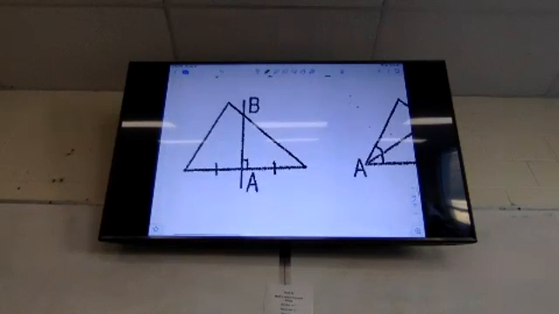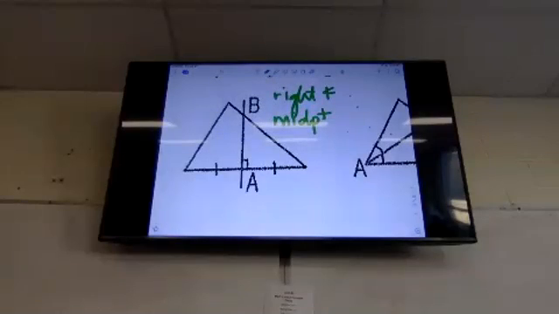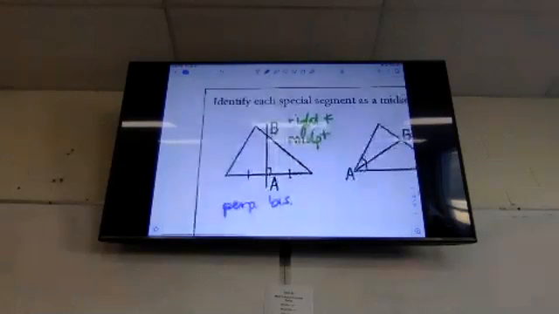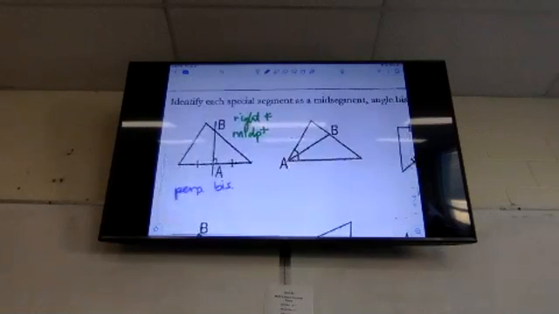All right, let's look at this first one. What do you see here? What's special here? We've got a right angle. What else do I have? Midpoint. Which one is a right angle and a midpoint? Perpendicular bisector. Awesome. Perpendicular bisector. That's pretty self-explanatory, right?